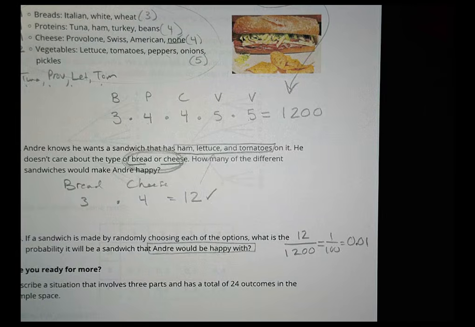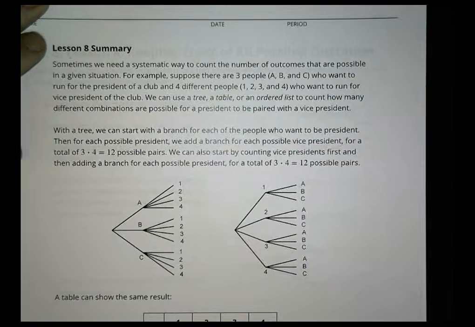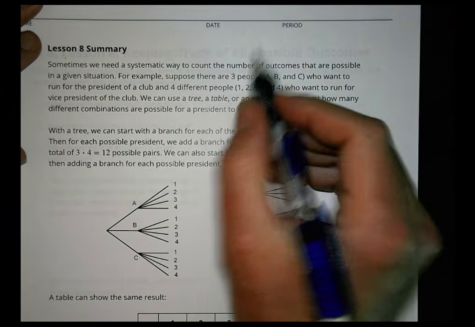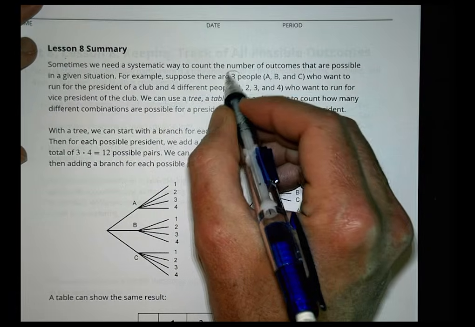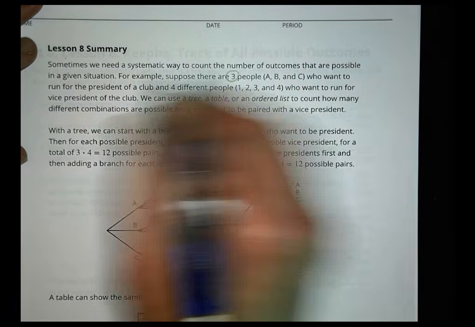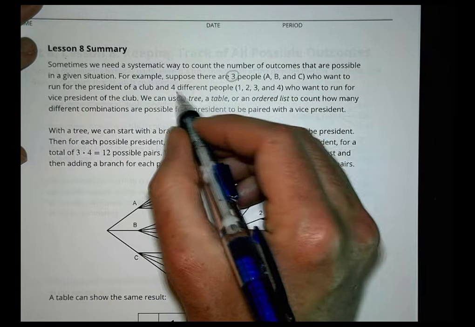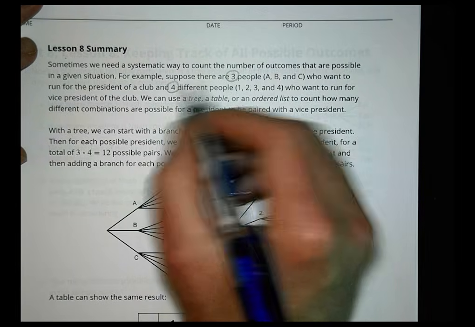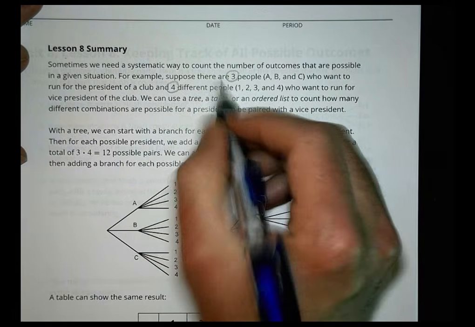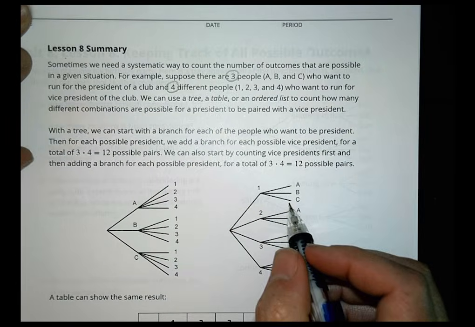All right. So, in summary today, sometimes you just need a systematic way to count the number of outcomes that are possible in a given situation. Suppose, for example, that there are 3 people, A, B, and C, who want to run for president of a club, and 4 different people who want to run for vice president. We wanted to figure out how many outcomes there could be, well, we could look at that.